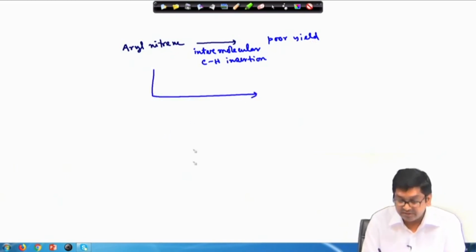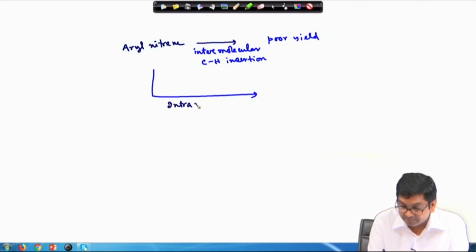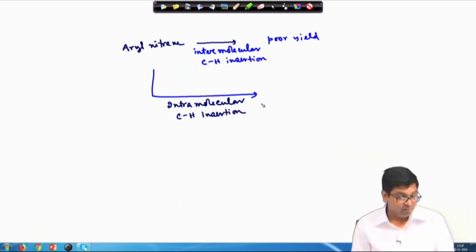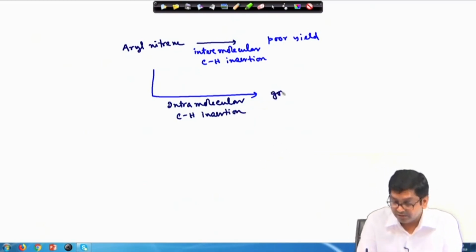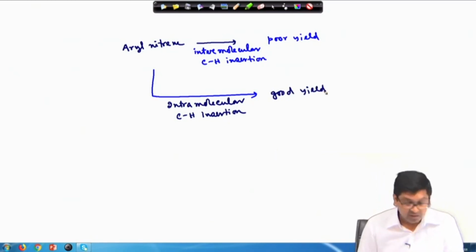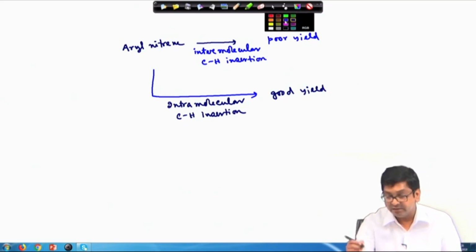But if we take its intramolecular version, intramolecular CH insertion, then it gives good yield with retention of configuration. So, you will get good yield of product with retention of configuration. Let us see some examples.